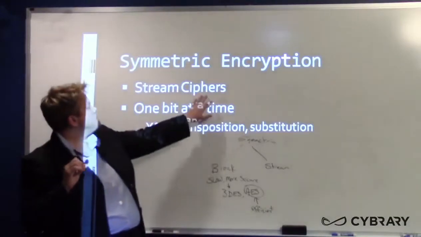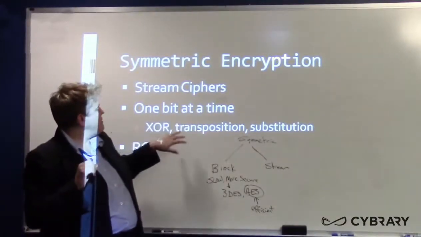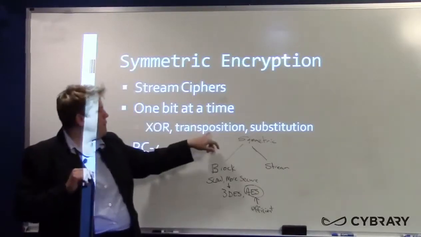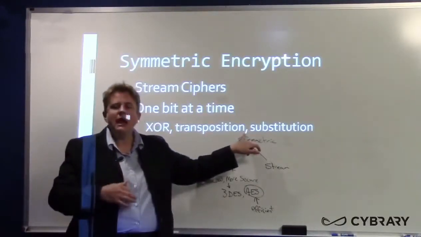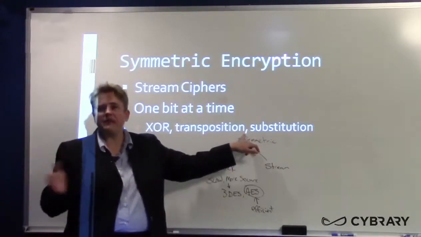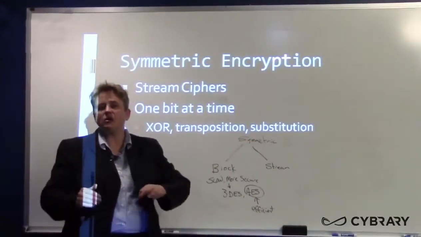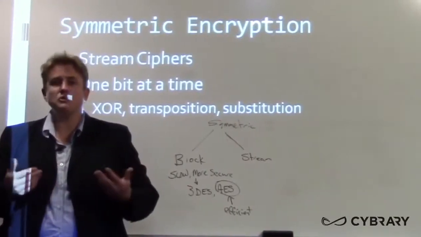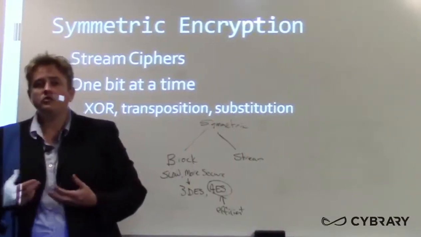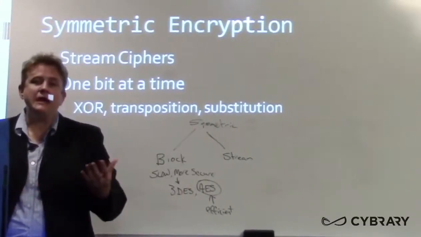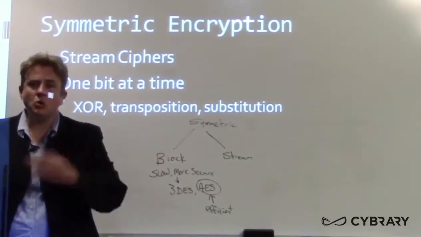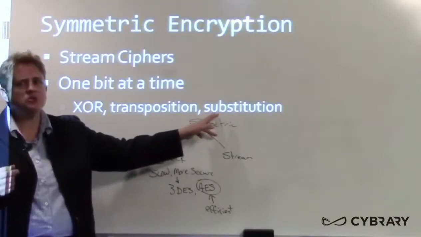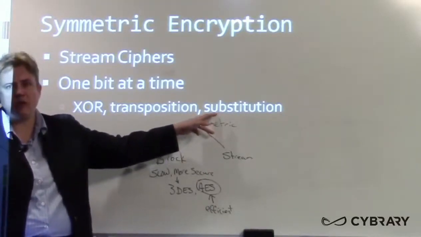Okay? Now, with your stream ciphers, again, one bit at a time, there are a couple of different ways that stream ciphers can work. A common way is transposition. And transposition is scrambling the characters. Shifting the characters left or right, scrambling them. So, for instance, if the word was THE, with transposition, it might be HTE. So, scrambling the characters. Substitution, pure substitution, is replacing one character with another.